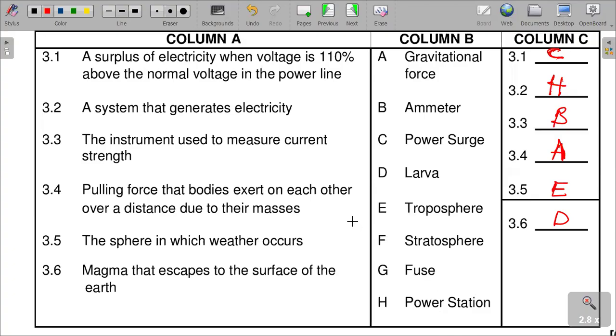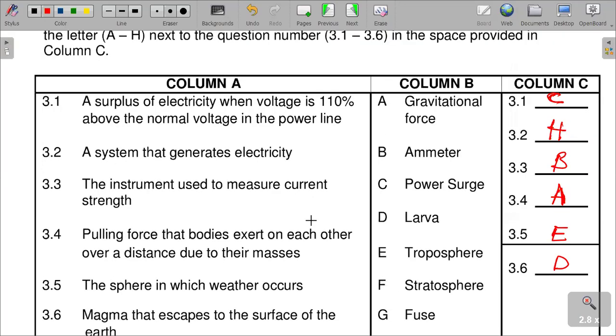Remember, because of the compressional force underneath the Earth's crust, we have molten magma. That is what we call lava when it erupts or escapes to the surface of the Earth.